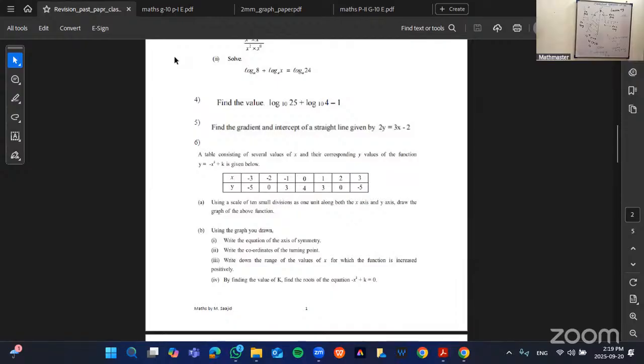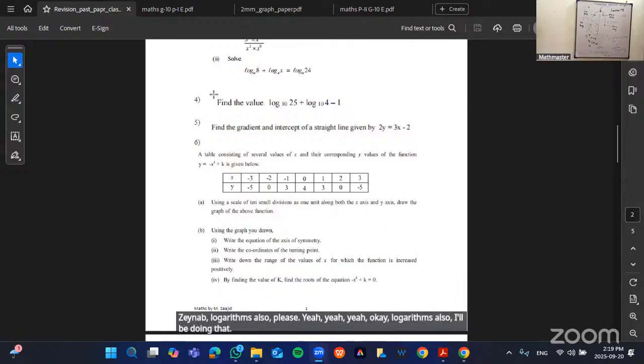Zainab, logarithms also, please. Yeah. Okay, logarithms also. I'll be doing that. I'll see the logarithms also. Okay, I'll find.